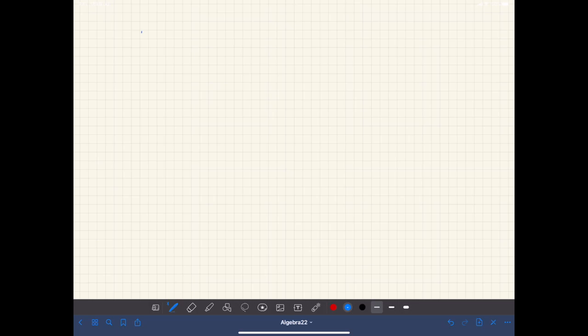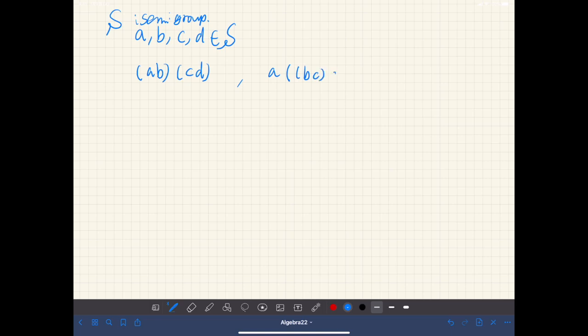Now let's look into the associative law in more detail. Let's say we have a semigroup S and its elements A, B, C, D. Then there are many ways to multiply them. For example, A, B first, then C, D, and then multiply them. Or we can multiply A after multiplying B times C, D. Or we can multiply C, D first, then multiply B from the left, then multiply A from the left, and so on.